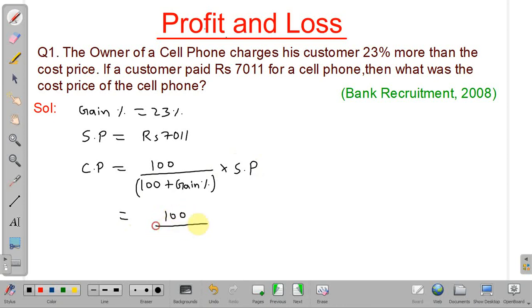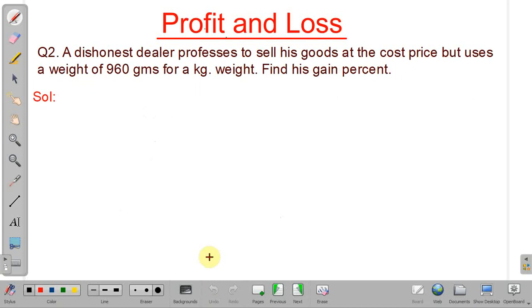Okay, so we have to substitute the values of gain percentage and selling price. So 100 divided by 100 plus gain percentage 23, so 123, into selling price rupees 7011. So the cost price of the cell phone will be, if we calculate this, rupees 5700. Okay, we will discuss the next problem.